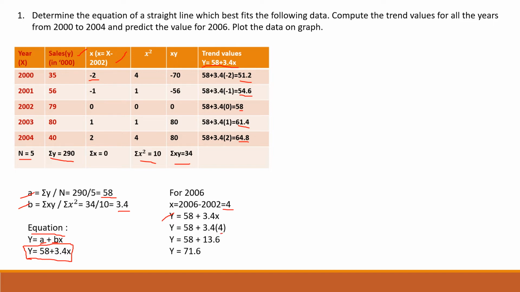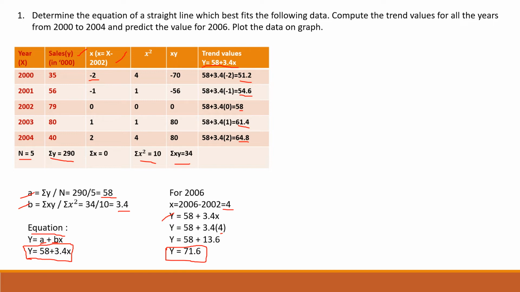So by that we got the value for the year 2006. y, that is the trend value, the estimated value, is 71.6. As it is in thousands, it is 71,600.